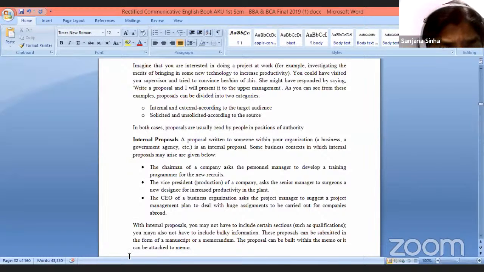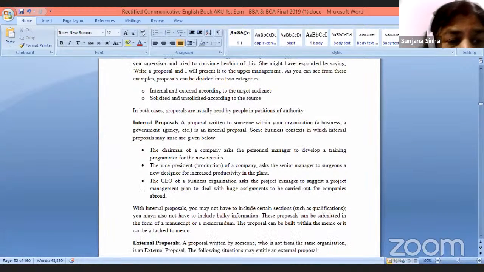The chairman of a company asks the personnel manager to develop a training program for the new recruits. So a chairman of a company may ask the manager to plan out a training program for the new persons who have been recruited in the company.